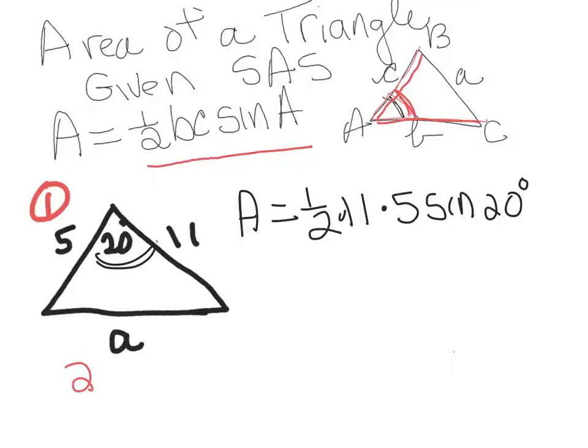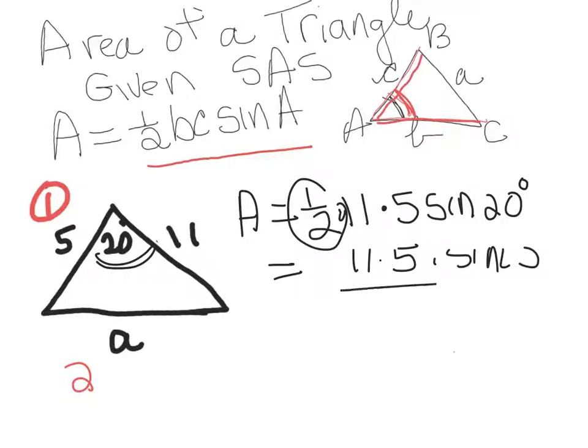You want to make sure that your calculator is in degrees, and you just do the multiplication on your calculator. Another way to do this, if you don't want to work with the 1/2, is to just say 11 times 5 times the sine of 20, do all of that, and then divide it by 2. Just do all the multiplication, hit enter, and then you will find that the area is 9.4.